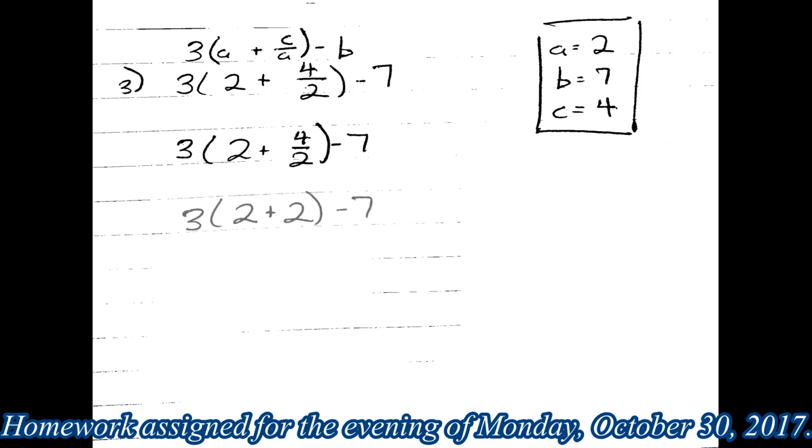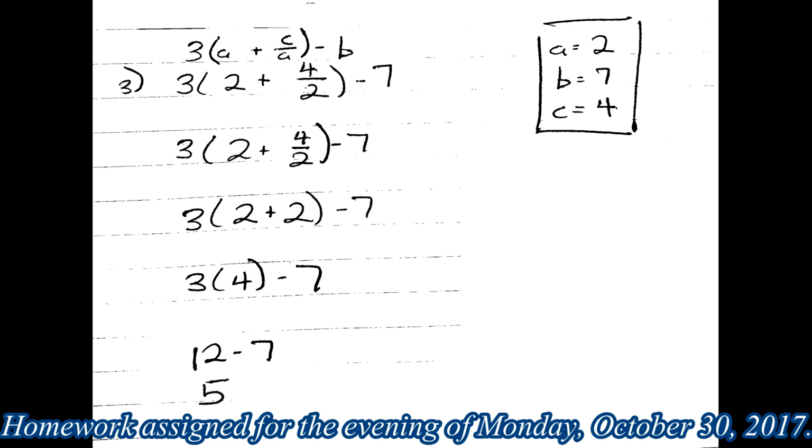We simplify that to 3 times the quantity, 2 plus 2 minus 7. 4 divided by 2 is 2. Then it becomes 3 times 4 minus 7. 3 times 4 is 12. And that becomes 12 minus 7. And 12 minus 7 is 5. So again, we're just simplifying expressions.